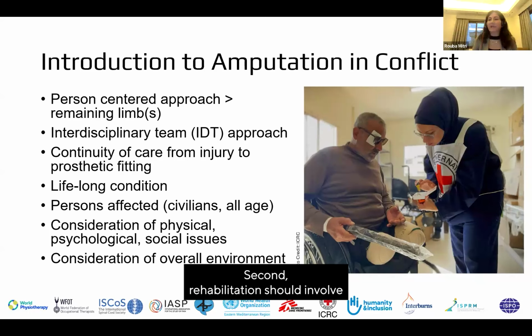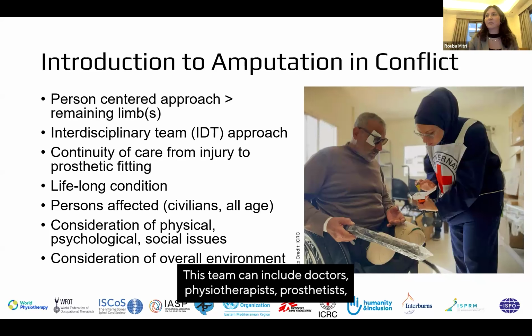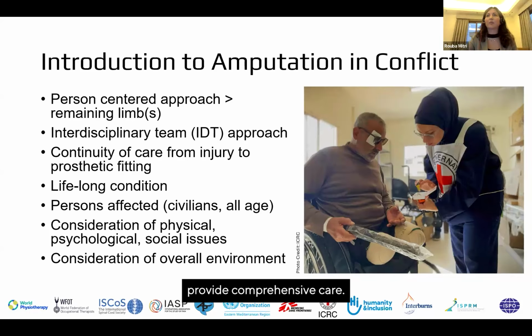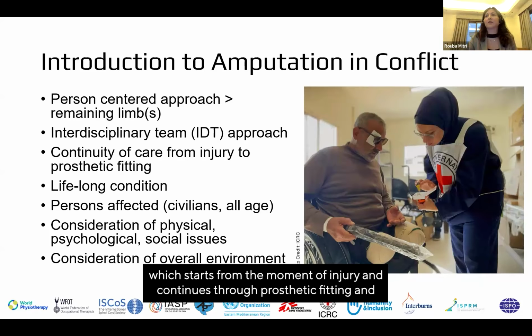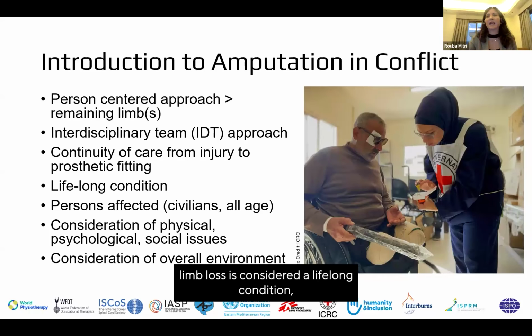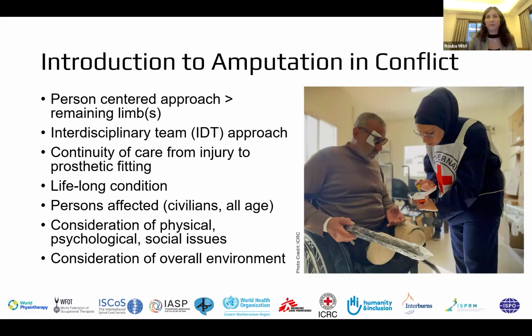Second, rehabilitation should involve an interdisciplinary team approach. This team can include doctors, physiotherapists, prosthetists, psychologists, social workers, all working together to provide comprehensive care. Another important point is the continuity of care, which starts from the moment of injury and continues through prosthetic fitting and beyond. Limb loss is considered a lifelong condition, meaning individuals may require ongoing support and continuous follow-up care.